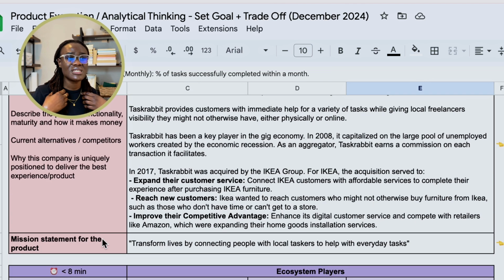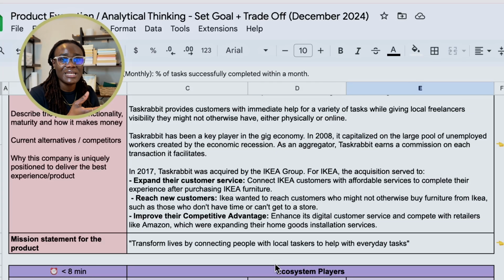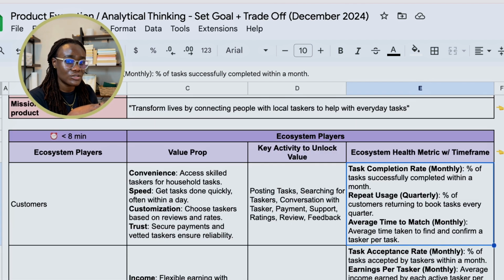With this, the mission statement for TaskRabbit was transforming lives by connecting people with local taskers to help with everyday tasks in their home. That's the mission statement. Now, it's important to spend some minutes thinking through the ecosystem players, their primary motivations, and the activities that they carry out that help them to derive the value out of the products that we're assessing. And in the case of TaskRabbit here, I've highlighted 4 major ecosystem players.